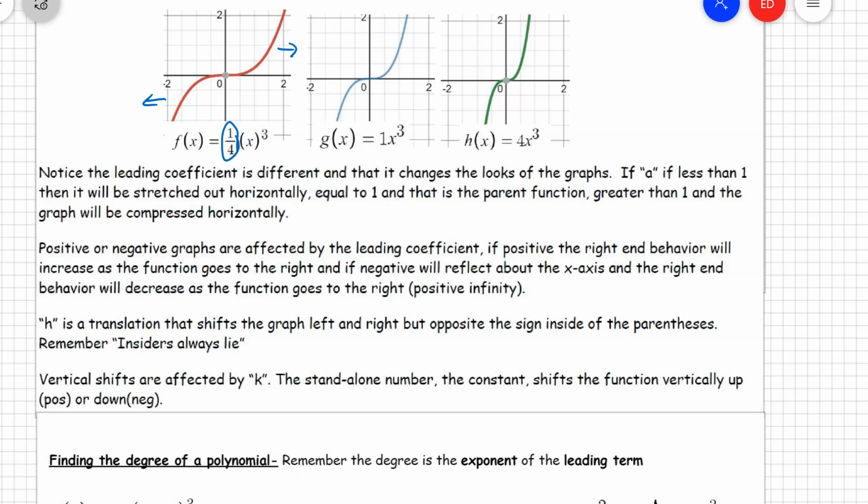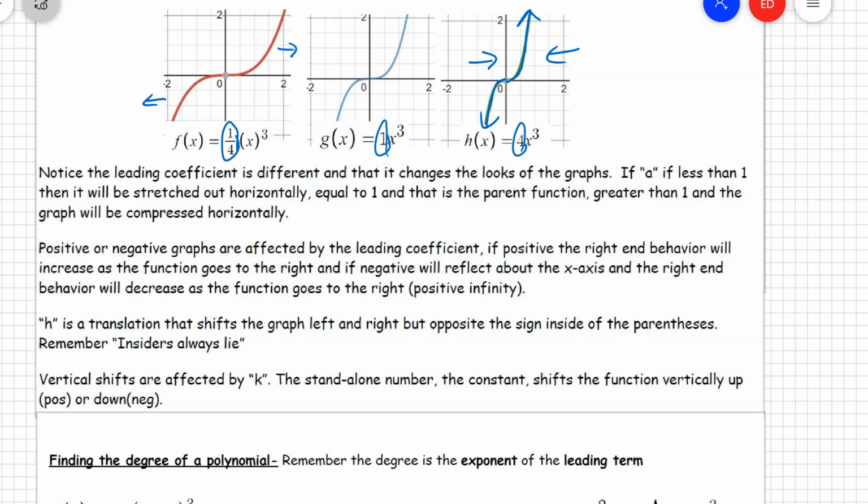If it's equal to 1, that's our parent function. And if it's greater than 1, that's going to go ahead and compress it horizontally. So that means it's going to kind of squish it and it's going to rise up higher. Our y values are going to be more condensed. The x values are going to be more condensed. Sorry about that.